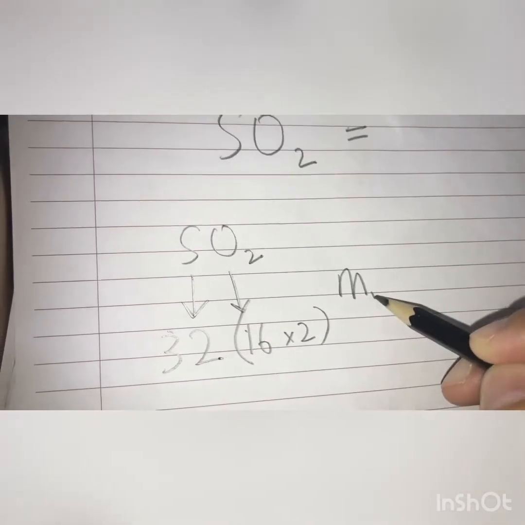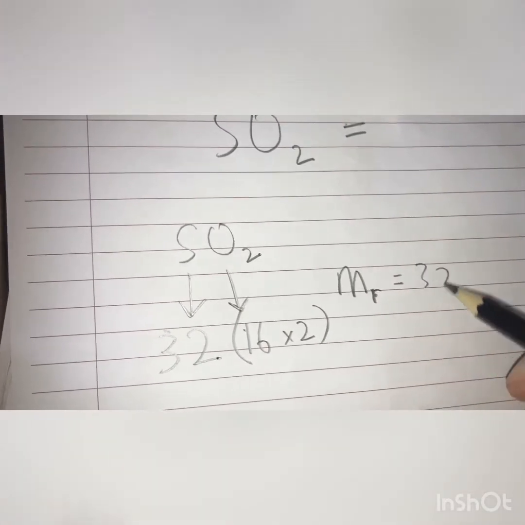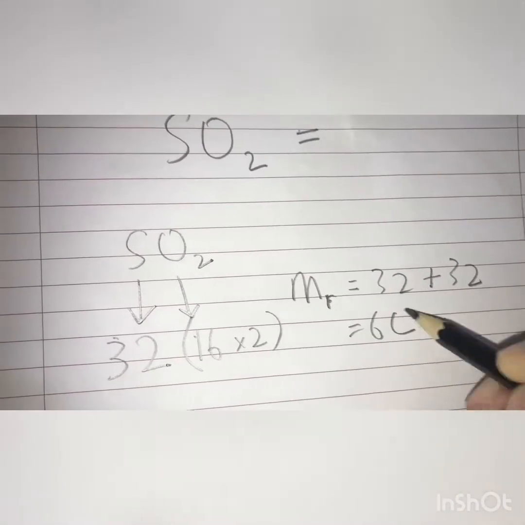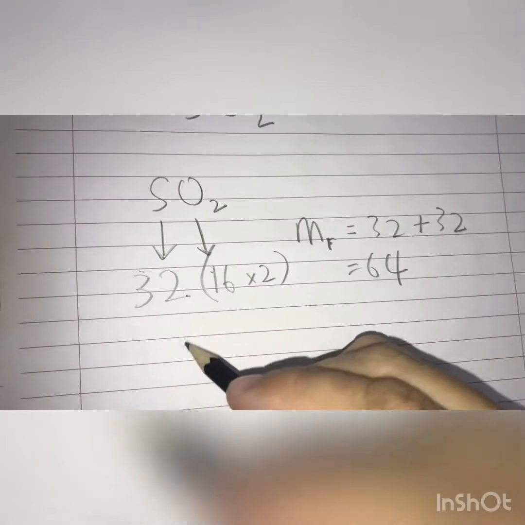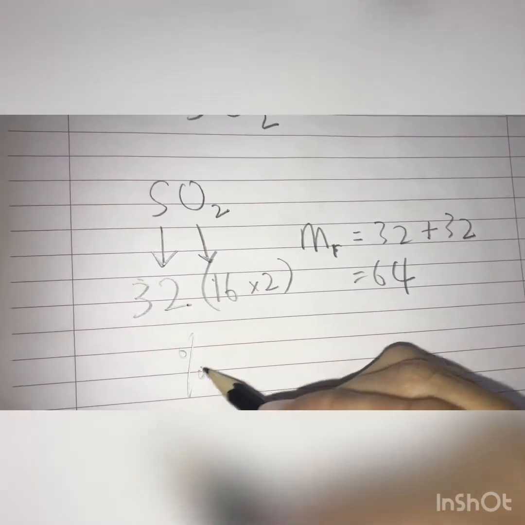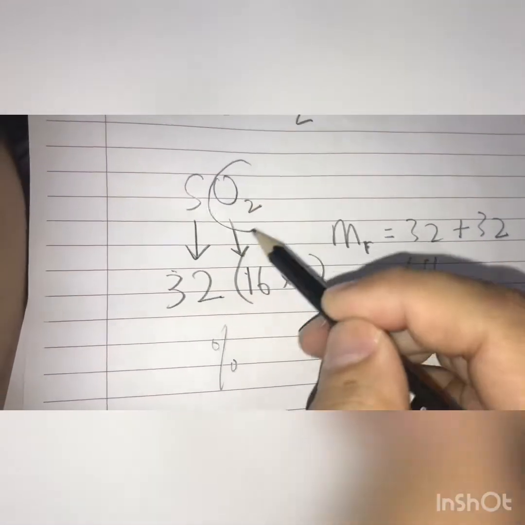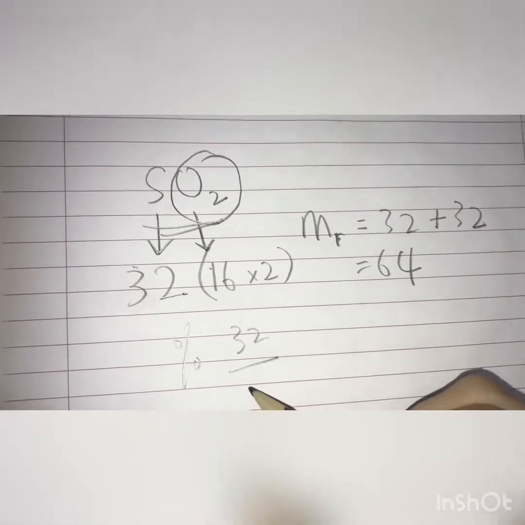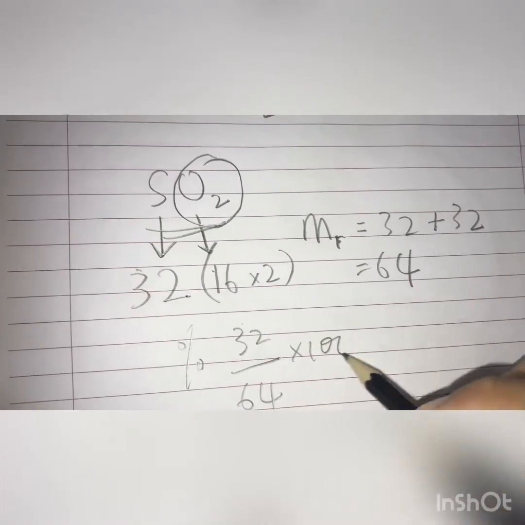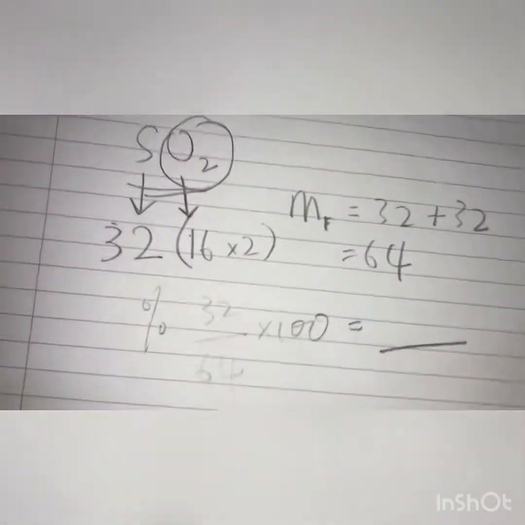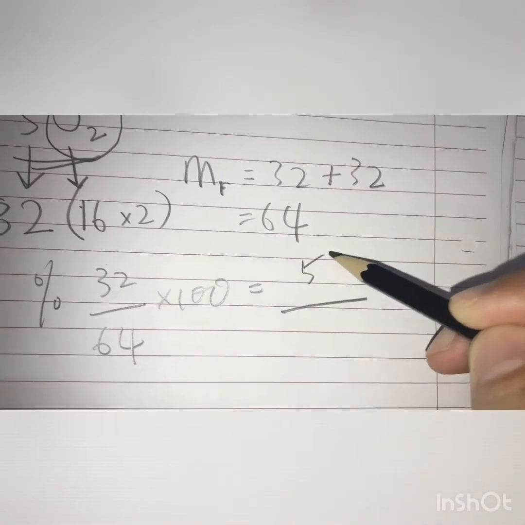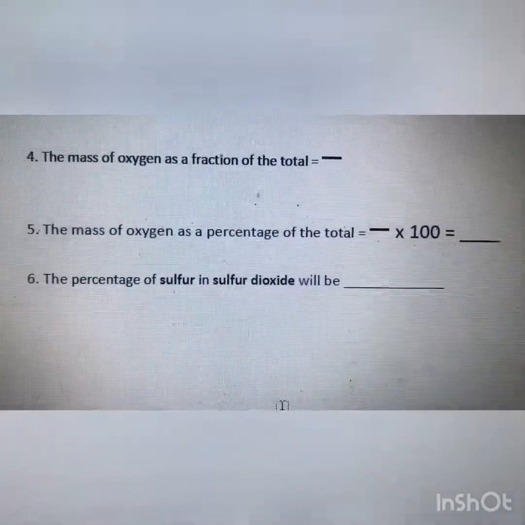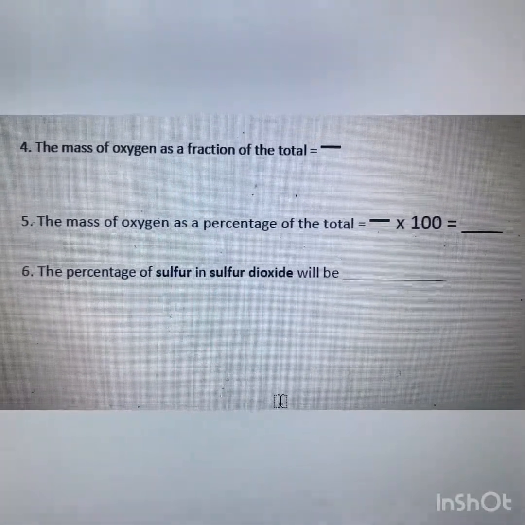So the molecular mass will be 32 plus 32, 64. So the percentage of oxygen in sulfur dioxide will be what? It will be 32 divided by total times 100. So what is the answer? Answer is 50%.